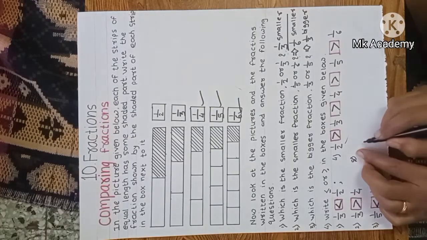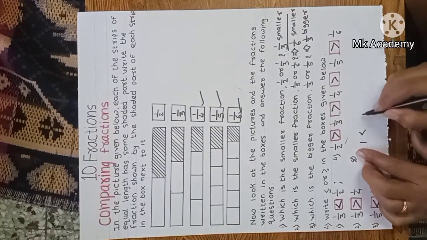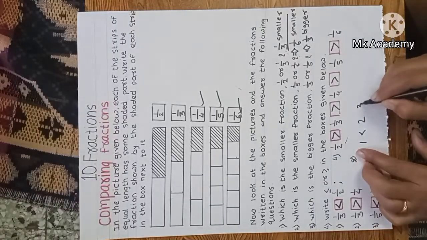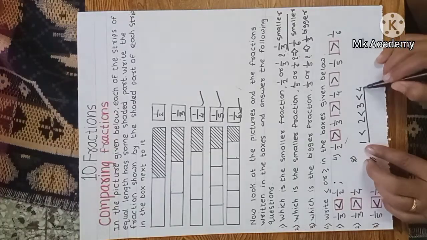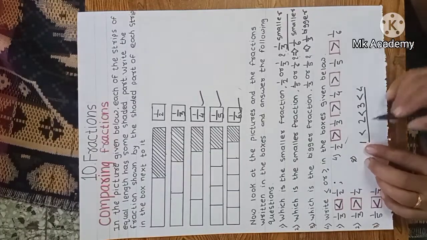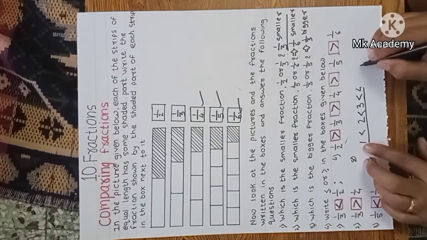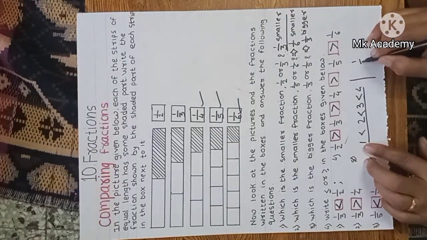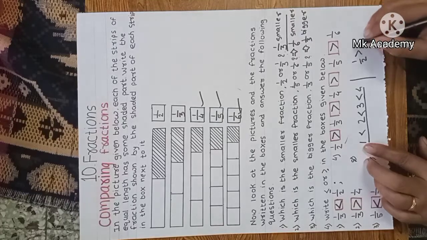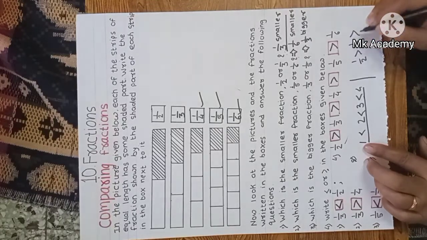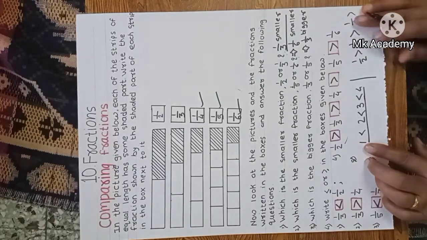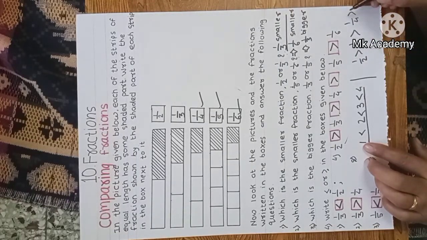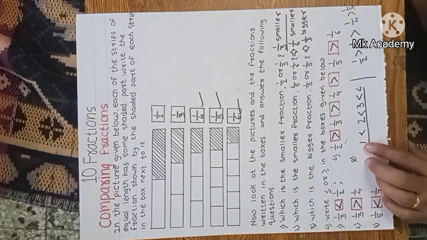In numbers, see, 1 is small, then 2, 3. Here the number is bigger, and in the fraction 1/2 is bigger than 1/3, 1/3 is bigger than 1/4 and 1/4 is bigger than 1/5.